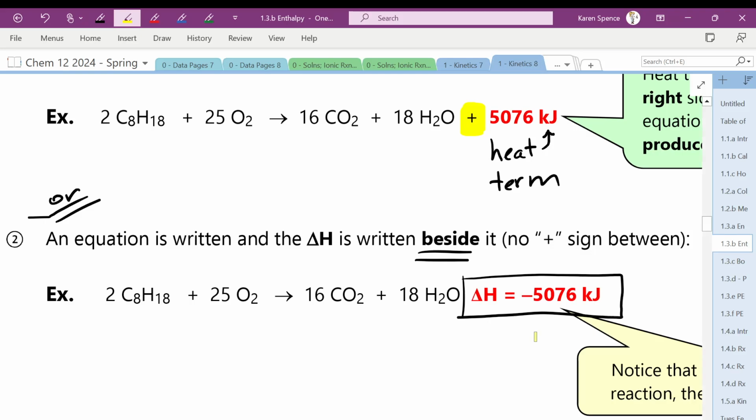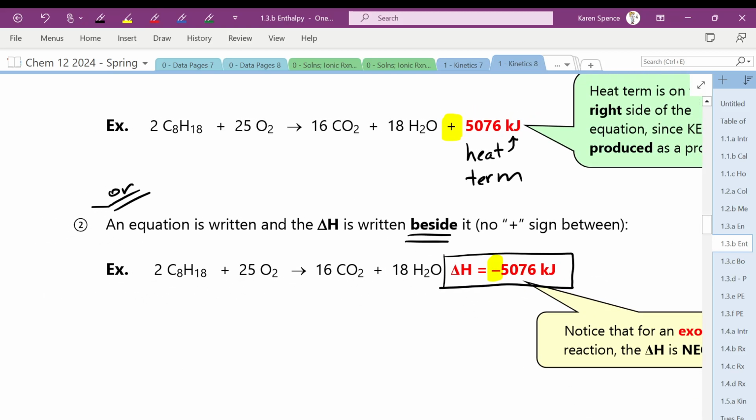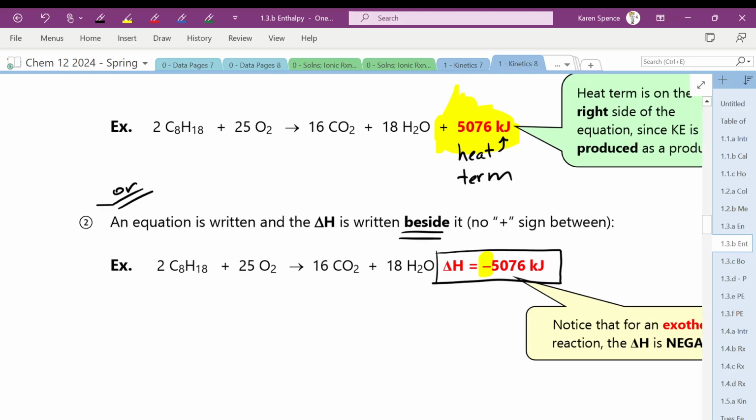But when you do write the change in enthalpy, it has to be negative because you're starting higher and finishing lower. Okay? So just be careful of that. Some people want to put the negative sign in the reaction when they put it here, but you don't do that. In the reaction, the heat term is always as plus whatever the kilojoules are. Okay?